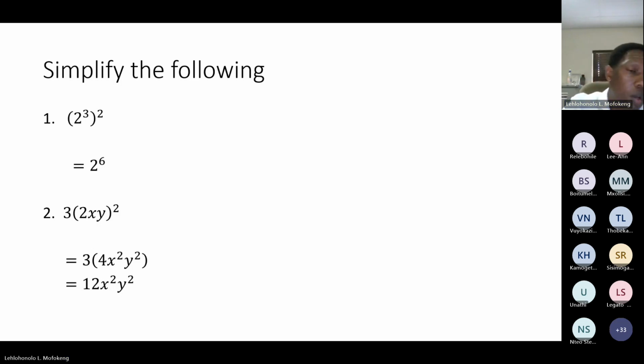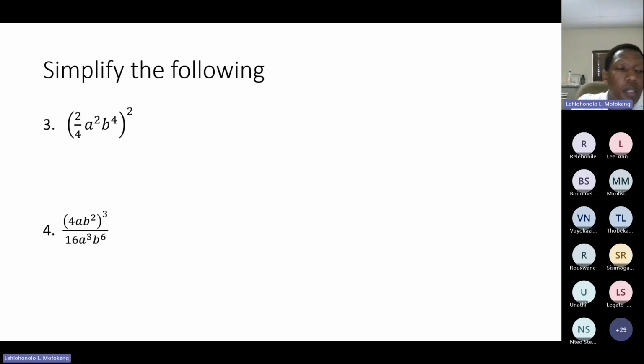And then we also have to multiply the product that was raised to exponent 2. It must be multiplied by 3. Only then can we multiply by 3. And then 3 multiplied by 4x squared y squared will give us 12x squared y squared. All right, let's go to the next one.